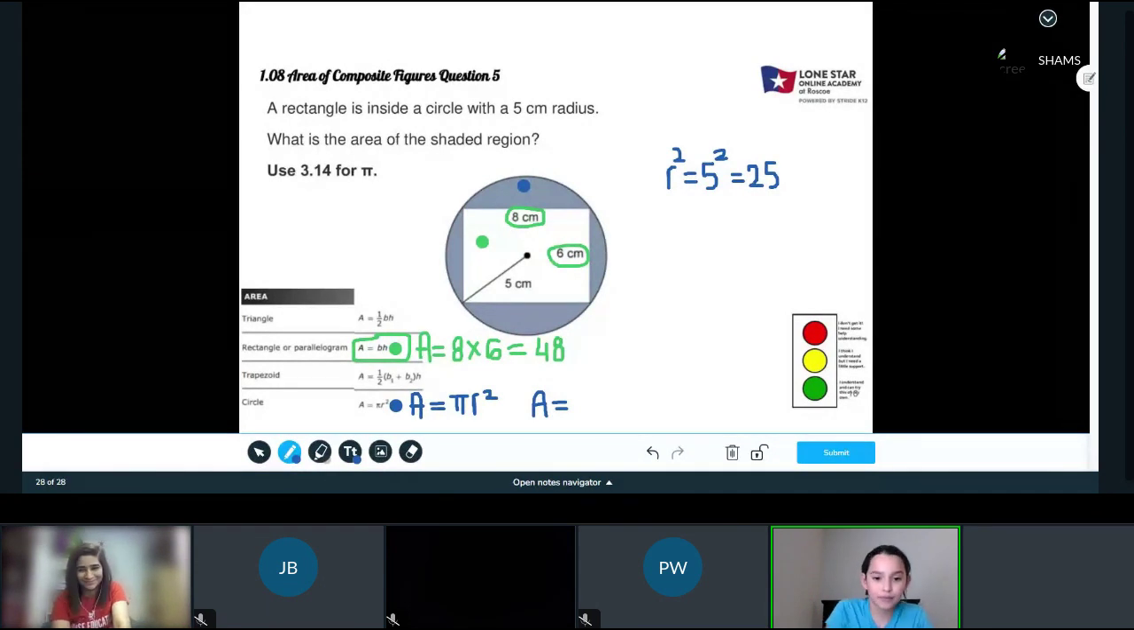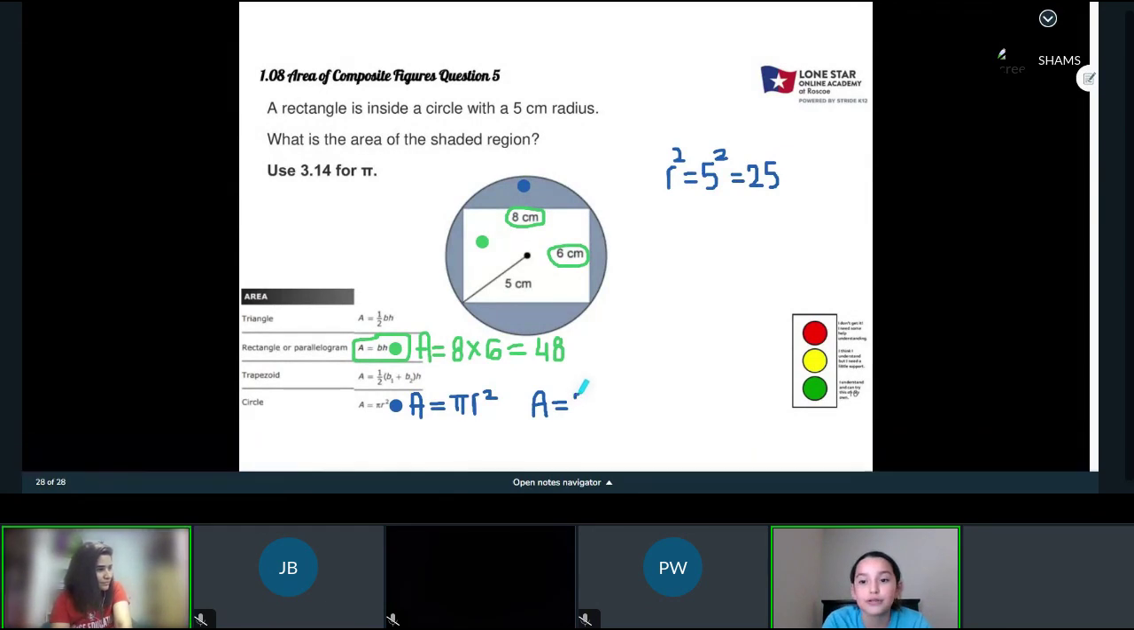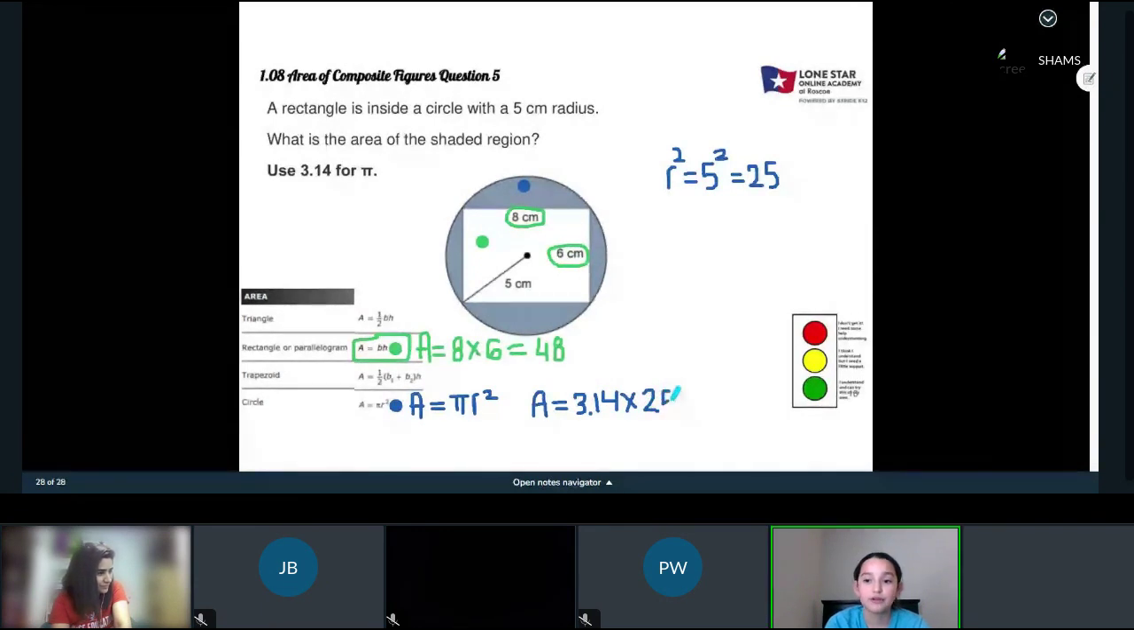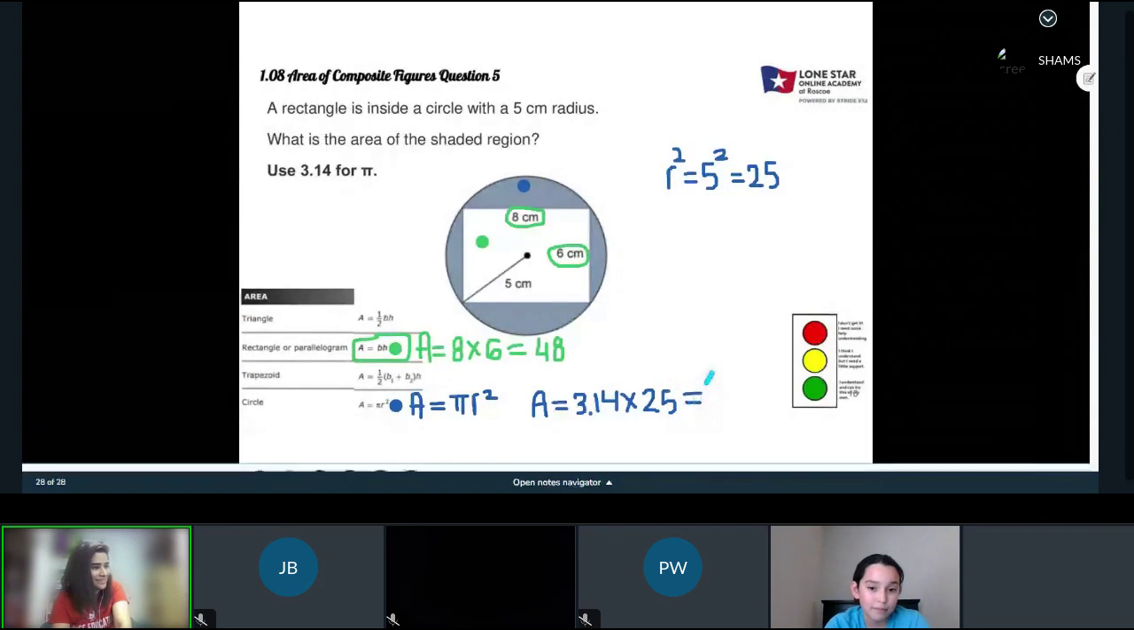And so now you will multiply the 25 with pi, which is originally 3.14. So 25 multiplied by 3.14, and that should give you 78.5. Yes. Very good.